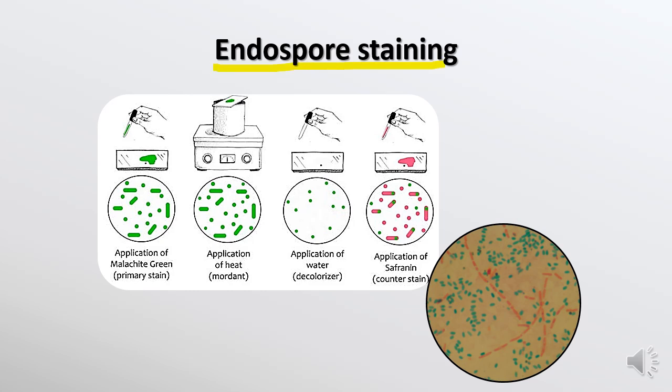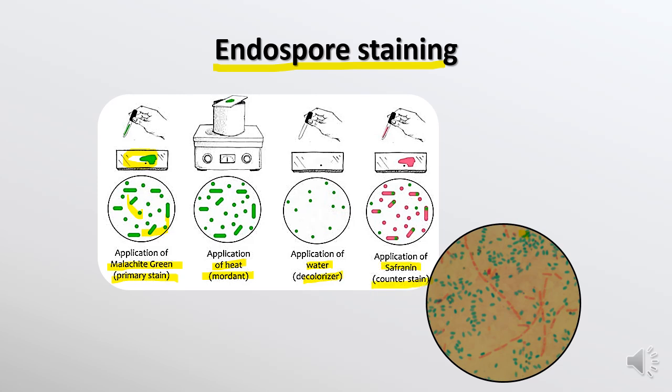Endospore staining mainly functions to differentiate between the endospore and the vegetative cells. First we prepare the smear, and on the smear we apply malachite green. Malachite green functions as a primary stain, which means all the vegetative cells and endospore cells will be stained green. After that we apply heat as a mordant, to force the dye into the cells. After that we decolorize with water. This means all the non-endospore cells will be decolorized and become colorless. Finally we use safranin as a counterstain.